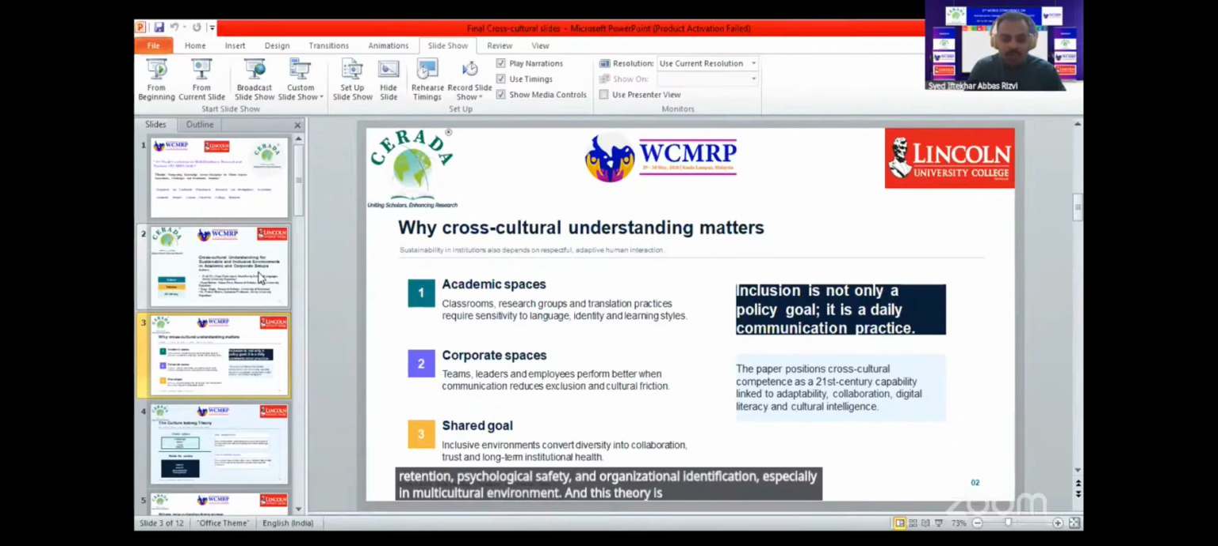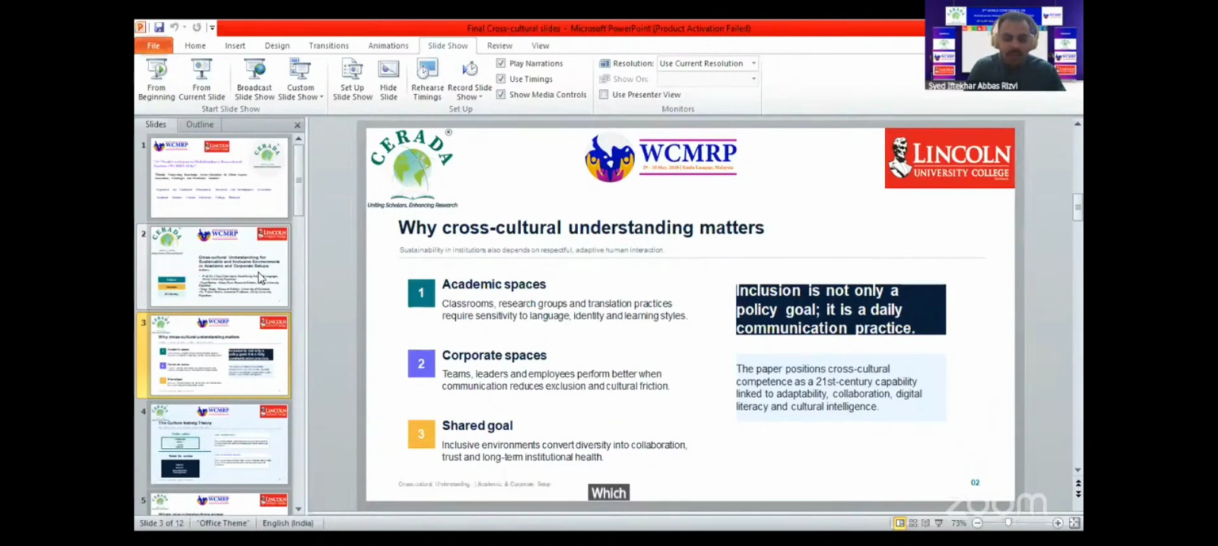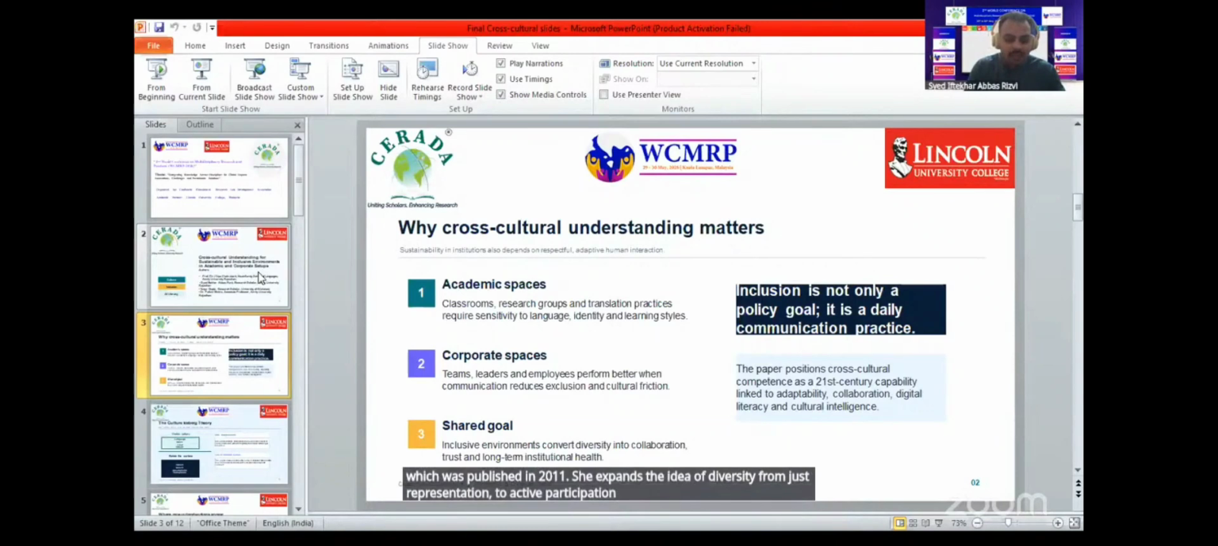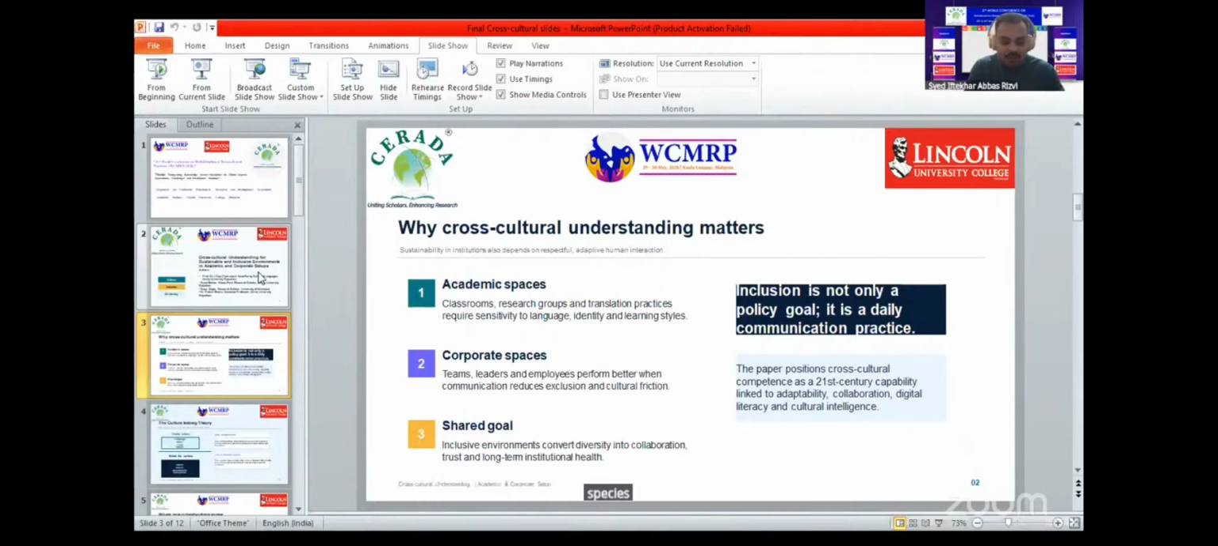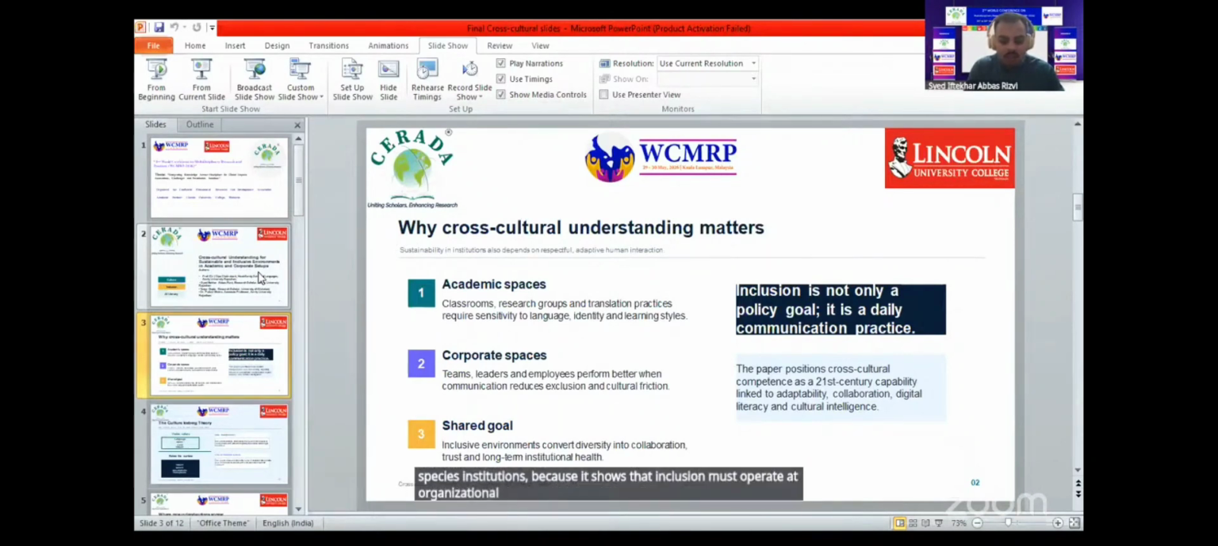More concepts of globally inclusive identification, especially in multicultural environments. The concept of the globally inclusive workplace, in managing diversity towards the globally inclusive workplace, was published in 2011. She expands the idea of diversity from just representation to active participation, social responsibility, and cross-cultural collaboration. So her model is especially relevant for academic and corporate institutions, because it shows that inclusion must operate at organizational, community, national, and global levels.